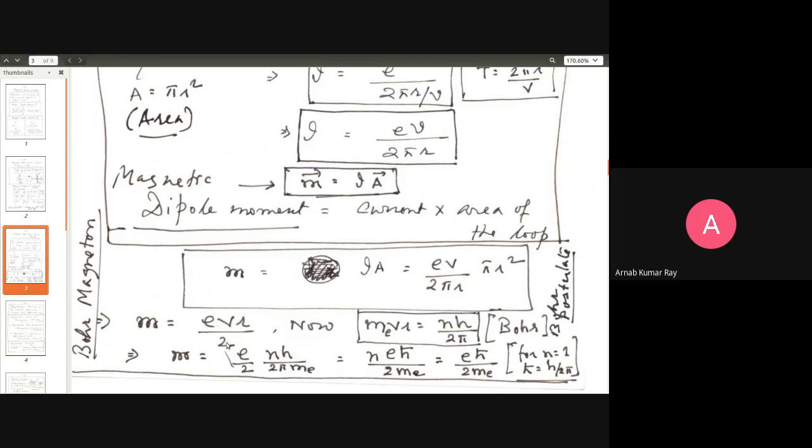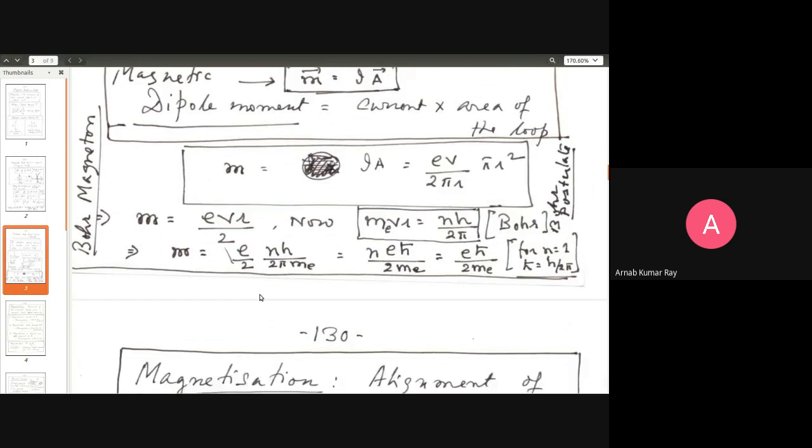Okay, but there's a slight problem with this formula. What is the problem? The problem is that the V and R are not known a priori. What is the velocity of an electron in an orbital loop? What is the radius of the loop? Those things are not very easy to find out. E, the charge of an electron, is known, but what about these two? We'll have to eliminate these two things, the product VR, using something else.